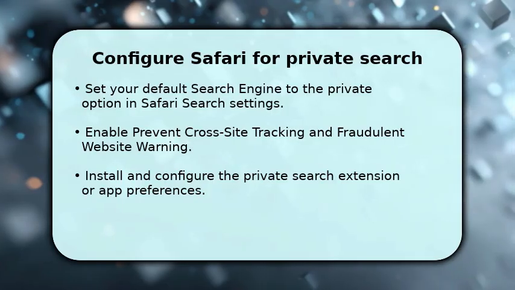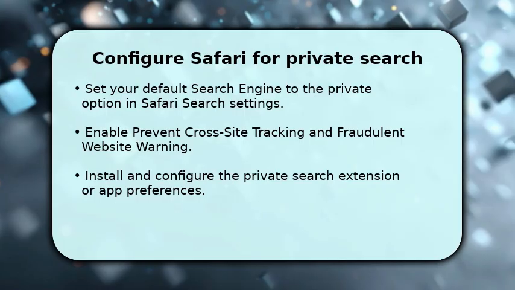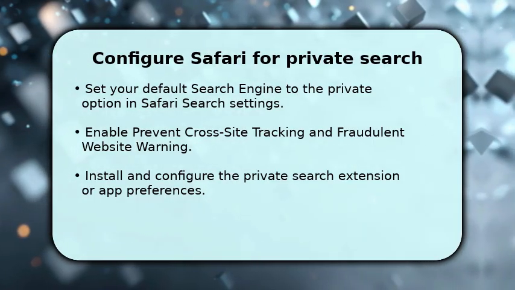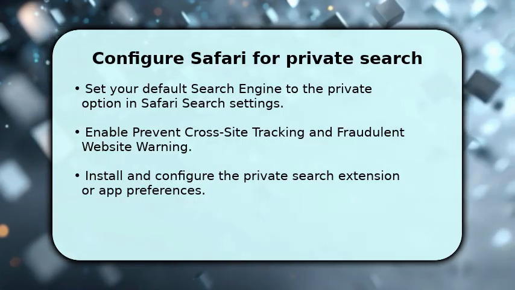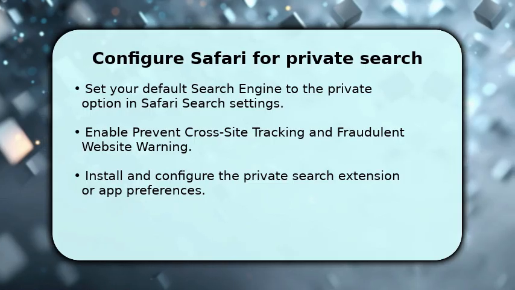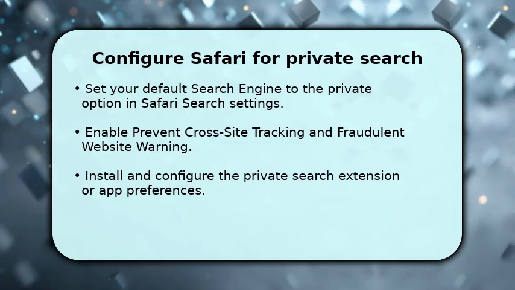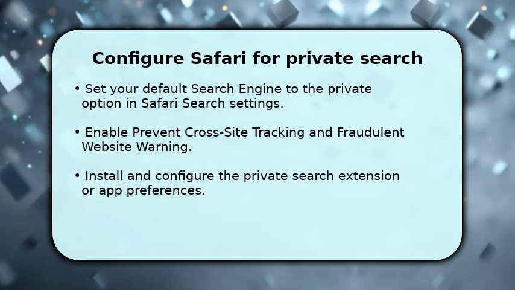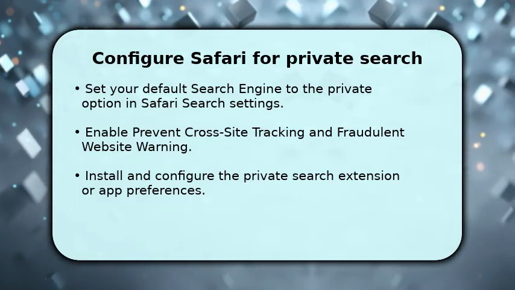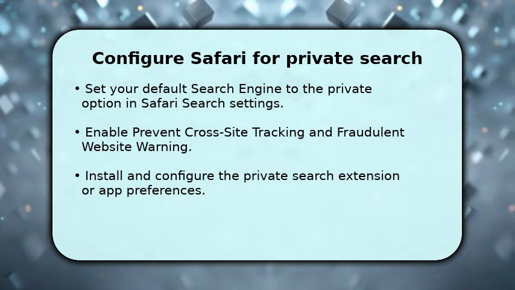Once in search settings, change the default search engine to the private provider you installed. This directs all address bar searches there. Then enable Prevent Cross-Site Tracking and Fraudulent Website Warning to reduce fingerprinting and malicious redirects. If the service has an extension, open Extensions and enable it, granting only necessary permissions. If it's an app, open its preferences and enable Safari integration. These steps ensure searches remain private, and that Safari defers to the privacy controls of the chosen service.